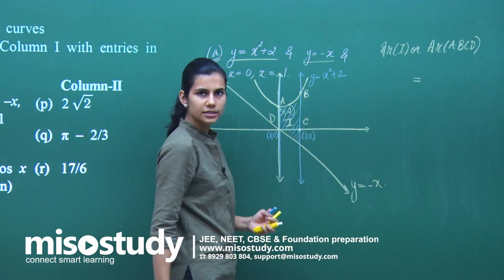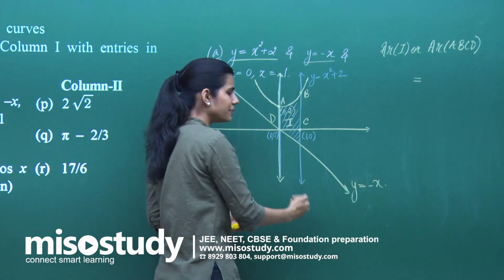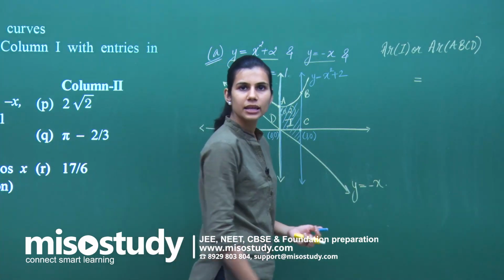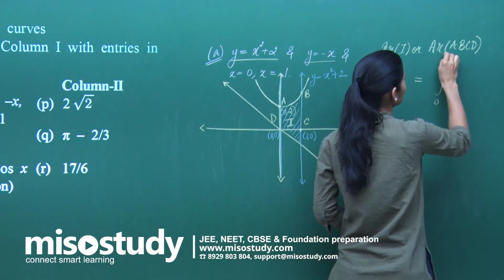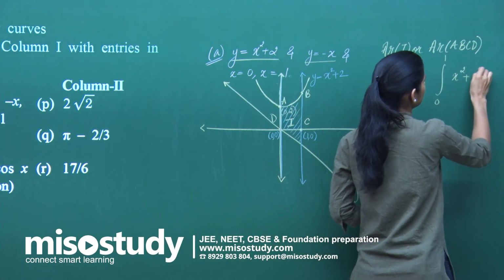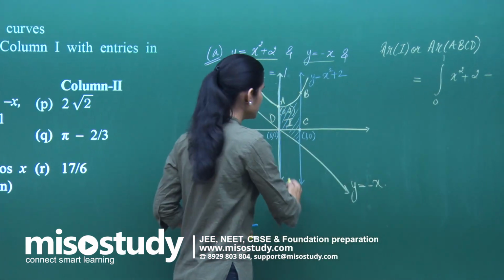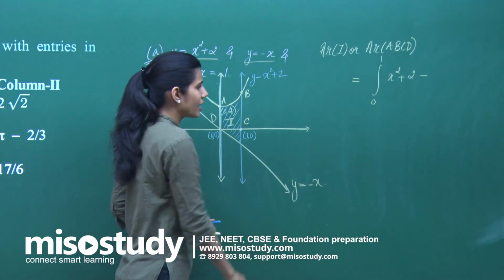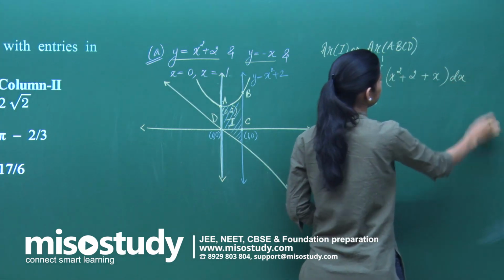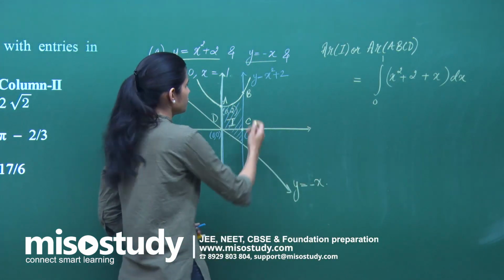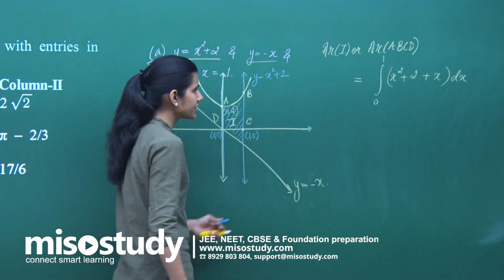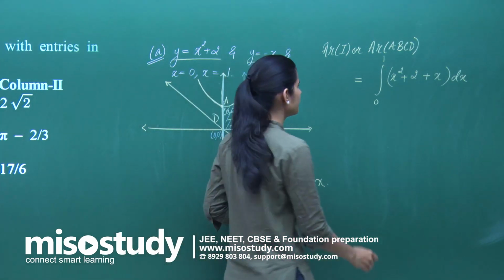You can clearly see this minus this. Everything below the parabola minus below the line is going to give you this much when you integrate from 0 to 1. Those are the limits over x. So from 0 to 1, your y is x squared plus 2 minus, I am interested in below the line, so that is y equals minus x. So minus of minus x gives you plus x. So y equals x squared plus 2 minus y equals minus x. That means x squared plus 2 minus minus x means x squared plus 2 plus x.